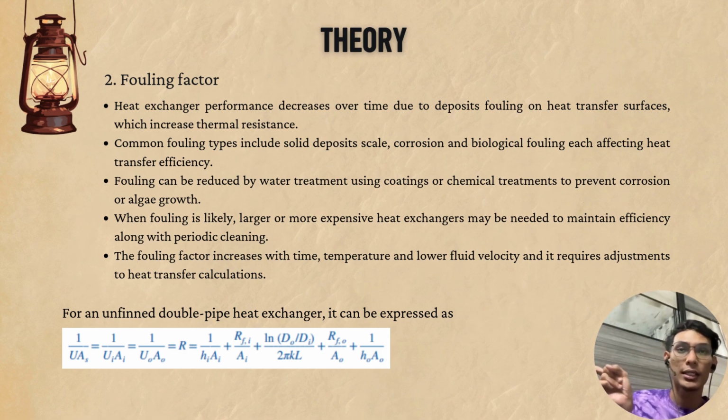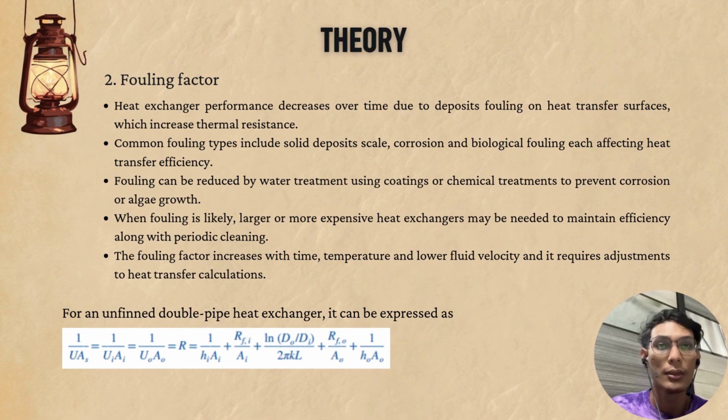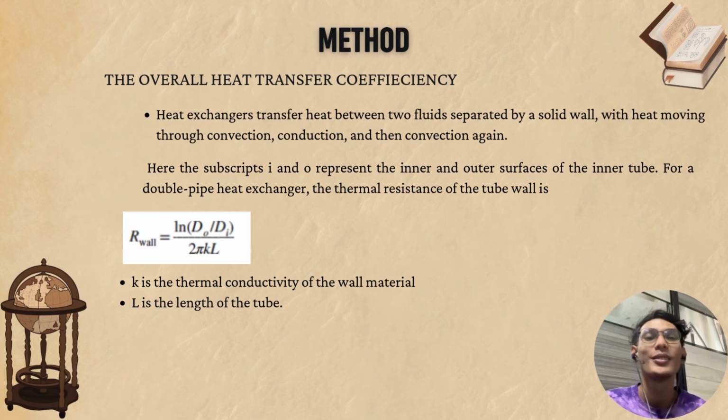Okay, so next to me, I put the formula to find the unfinned double pipe heat exchanger. The formula is: 1/UA_s = 1/U_iA_i = 1/U_oA_o = R = 1/h_i A_i + R_fi/A_i + ln(D_o/D_i)/(2πkL) + R_fo/A_o + 1/h_o A_o. Okay, now I want to explain the method for the overall heat transfer coefficient.